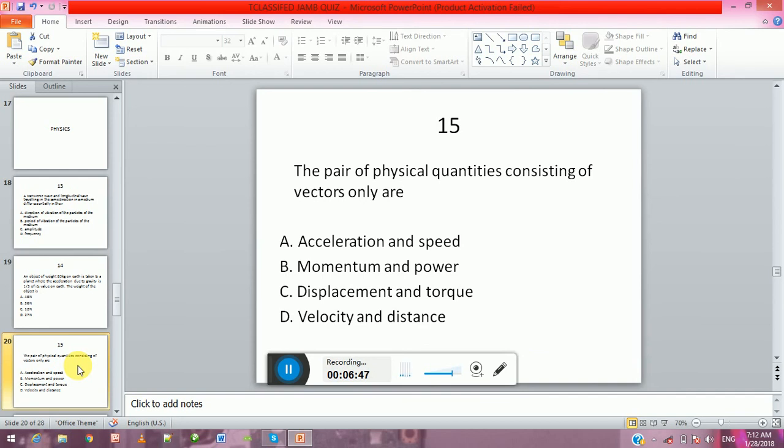The pair of physical quantities consisting of vectors only are A, acceleration and speed, B, momentum and power, C, displacement and torque, D, velocity and distance.